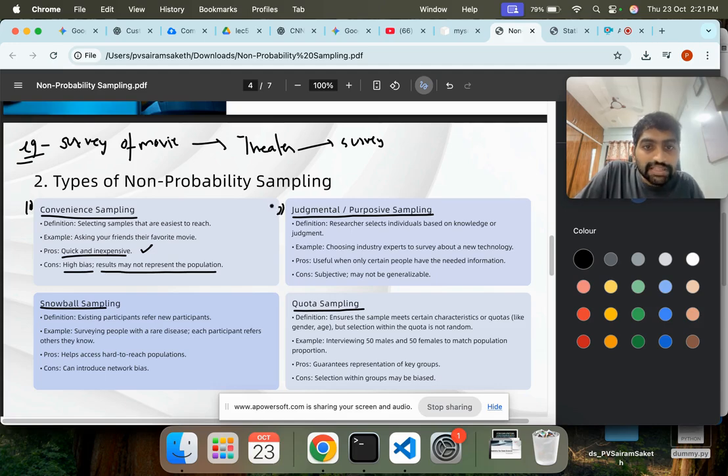The second example is judgmental, or purposive sampling. So what does purposive sampling mean?